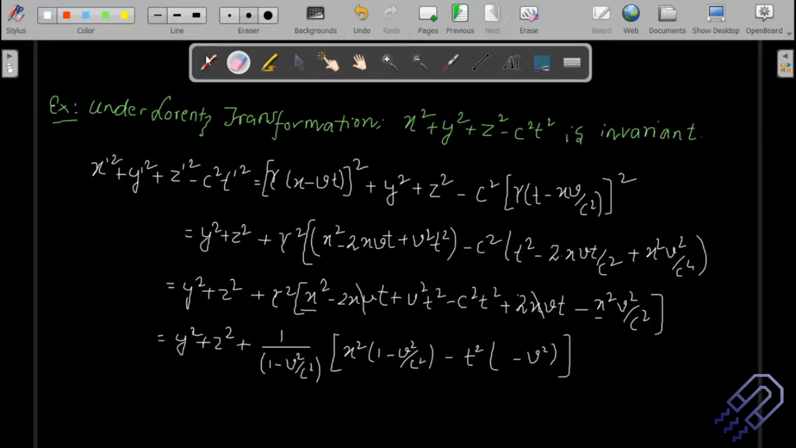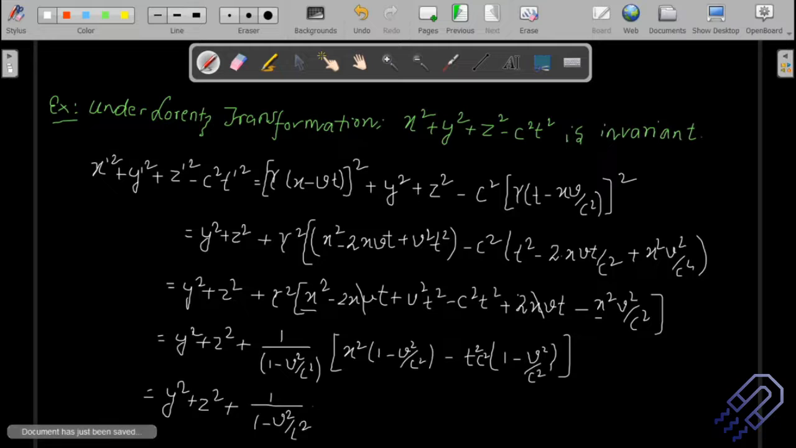So यहाँ पे मैं क्या करूँगा, I will take out c square. If I do that, I will have 1 minus v square by c square. I've got 1 minus v square by c square common, so I can have it as y square plus z square plus, and this is nothing but 1 minus v square by c square into, and I can take 1 minus v square by c square common between the first term and the second term, and I'm left out with x square minus c square t square, right?